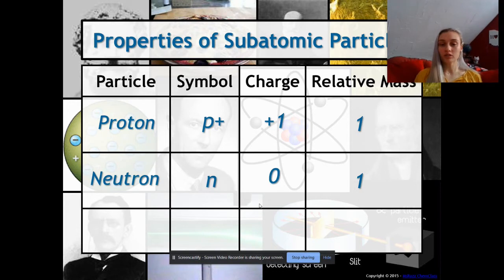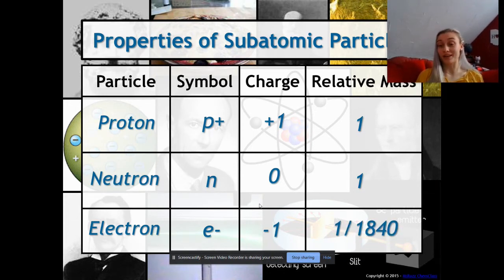The final particle that we're going to talk about is electron, and that is going to be E minus. This is an abbreviation I use a ton. So if you ever see me write E minus, that means electron, and the charge for an electron is -1, and then its relative mass is 1 divided by 1,840, or for our purposes, we're going to say that its relative mass is 0. It weighs basically nothing for our purposes.